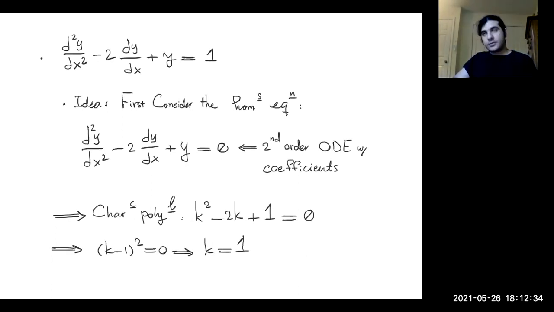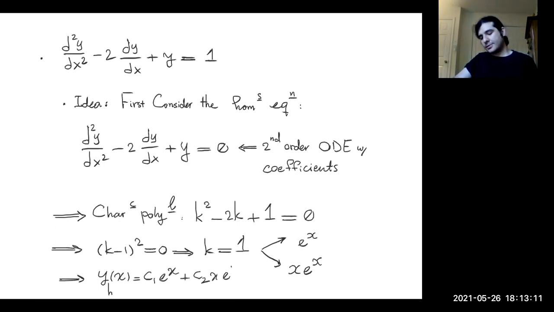This polynomial has just one solution. Now, remember, when we have just one solution, the two solutions we get for this homogeneous equation, one of them is e to the kx, which here is just e to the x. And the other one is x times e to the kx. So the general solution to the homogeneous equation, let me use yh, is just going to be C1 e to the x plus C2 x e to the x.